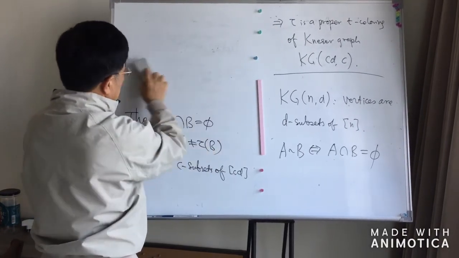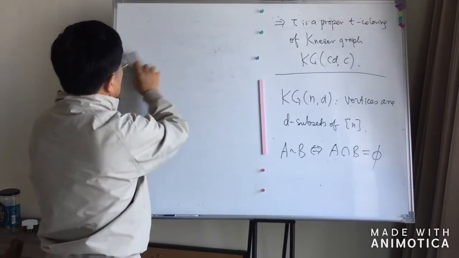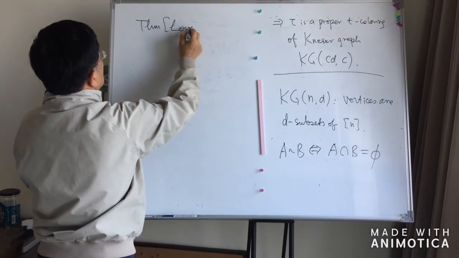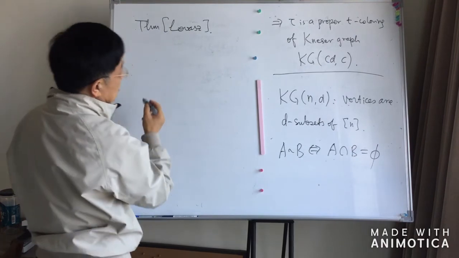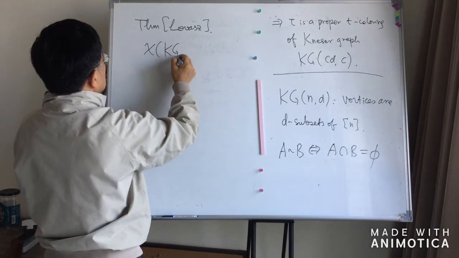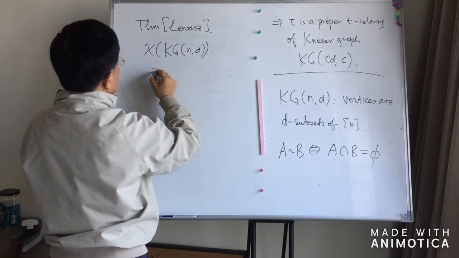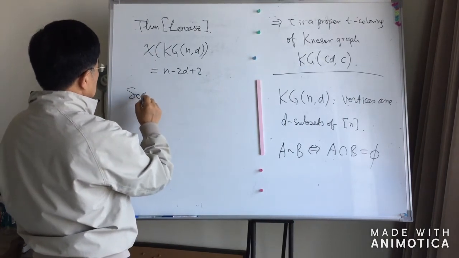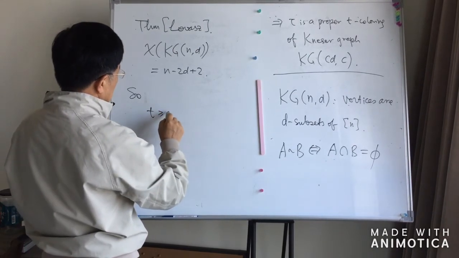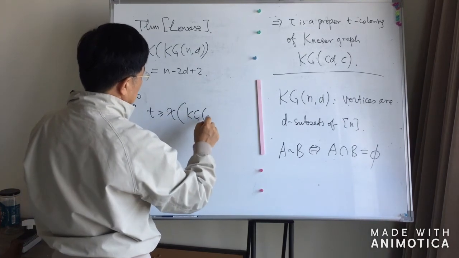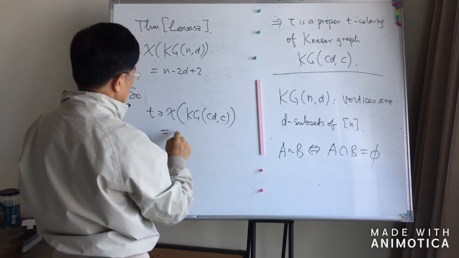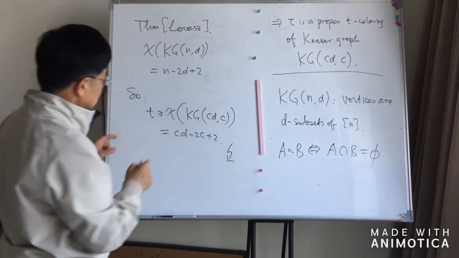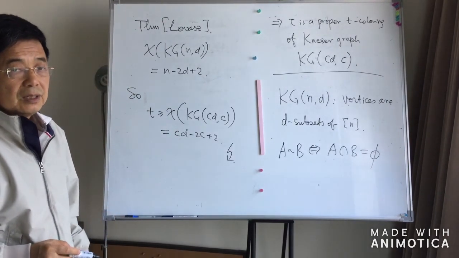It is a classical result of Lovász which determines the chromatic number of Kneser graphs. I forgot the name here. This says the chromatic number of the Kneser graph KG(n,d) is equal to n minus 2d plus 2, and plugging this in here, T is greater than or equal to the chromatic number of the Kneser graph with parameters CD and C, which is CD minus 2C plus 2. Okay, so this finishes the proof. We just need to prove that T is greater than CD minus 2C plus 2. This finishes the proof of this theorem.